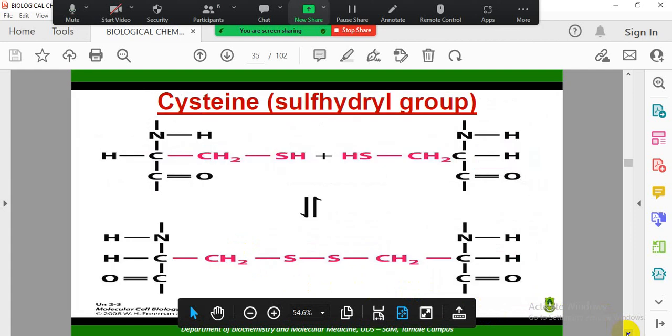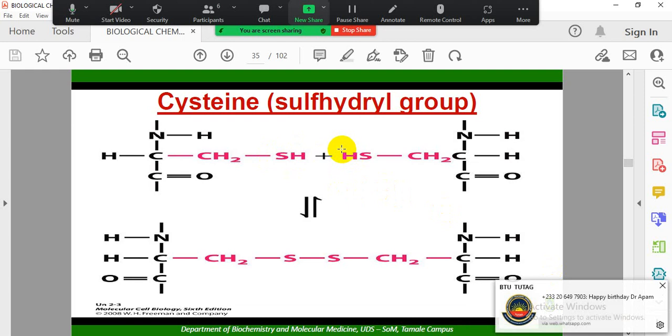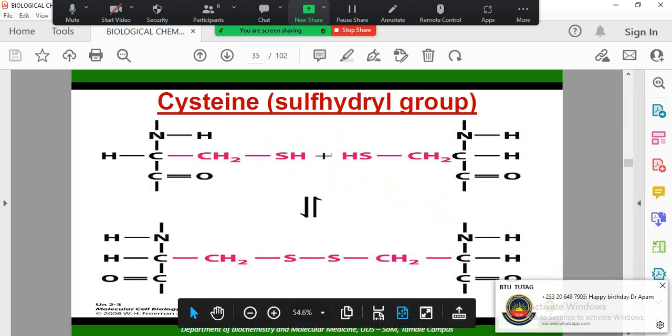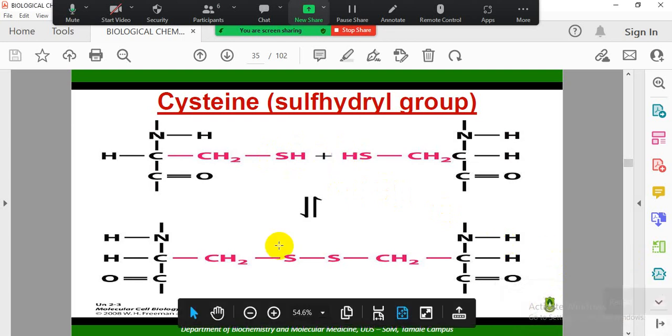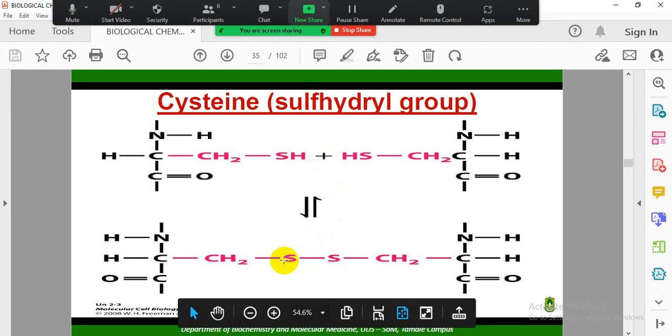Okay, so cysteine. Cysteine has a sulfhydryl group. Sulfhydryl group is what? Sulfur and hydrogen. We call it sulfhydryl. So sulfur and hydrogen, when there is oxidation, will mean that we remove 2 hydrogen atoms. Oxidation means what? Removal of what? 2 hydrogen atoms. When we remove the 2 hydrogen atoms, we get what? SS, or sulfur bonded to sulfur.